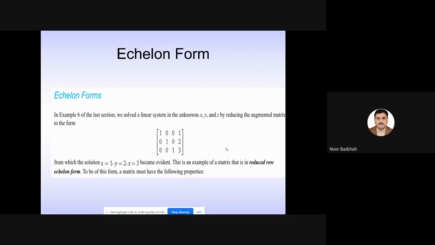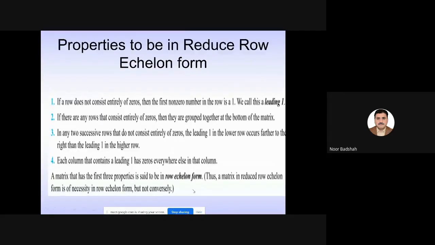Whereas for a reduced echelon form, it must be in echelon form, right? And all leading non-zeros must be 1. That is, the pivot must be 1. And any column containing a pivot should not contain any other non-zero entry.